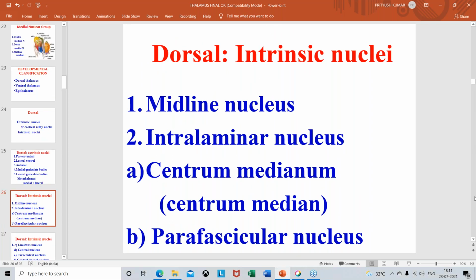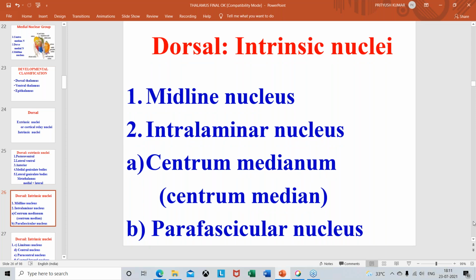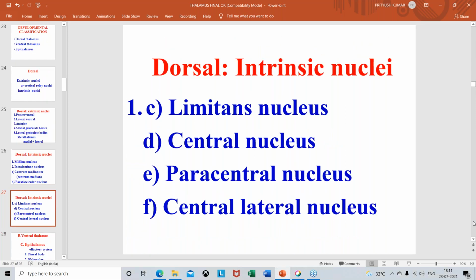Then we have the intrinsic one, and here we find the midline nucleus and interlaminar nucleus. In the interlaminar nucleus, we have so many nuclei: centrum medianum, also known as the centrum medium, parafascicular nucleus, then limitans nucleus, central nucleus, paracentral nucleus, then central lateral nucleus.